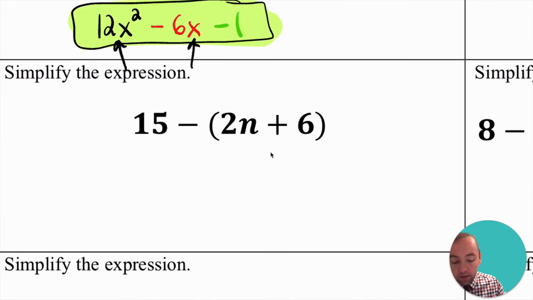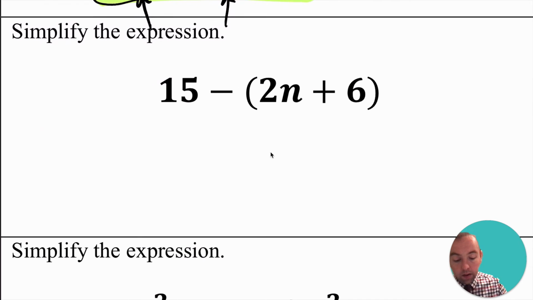This one here, just have to be careful. It might seem like you might want to distribute, but you can't distribute the 15 right there because the 15 is not timesing with the parentheses quantity, right? You're actually subtracting the parentheses quantity. So if I rewrite this using the definition of subtraction, instead of subtracting, we can think of this as adding the opposite, which would be a negative 1.